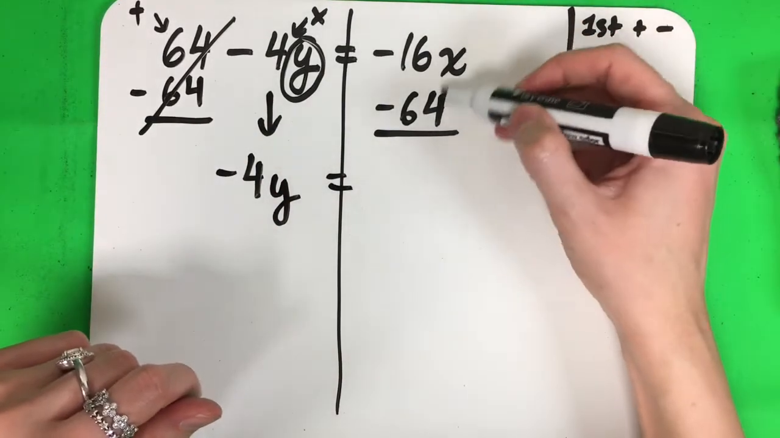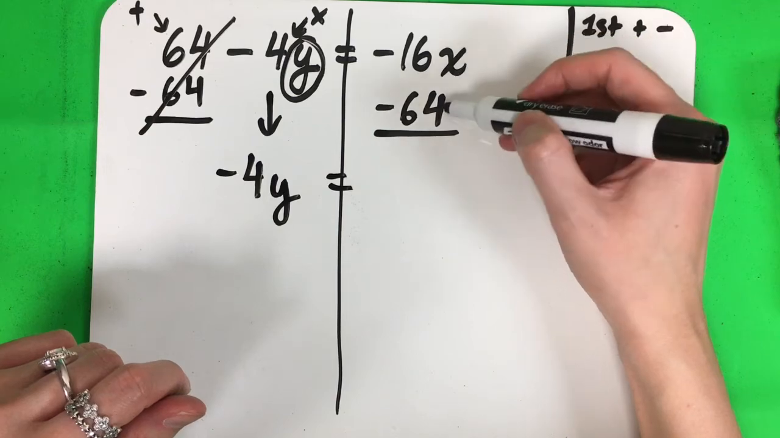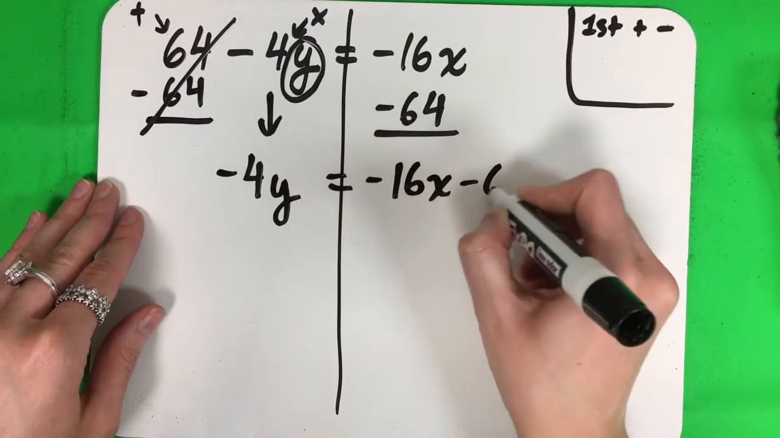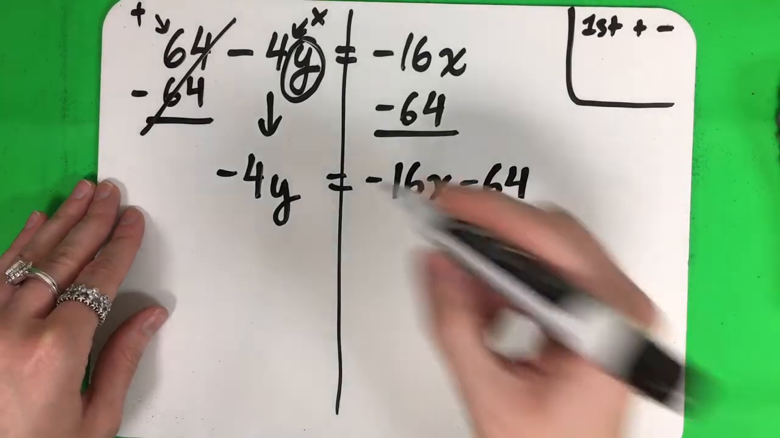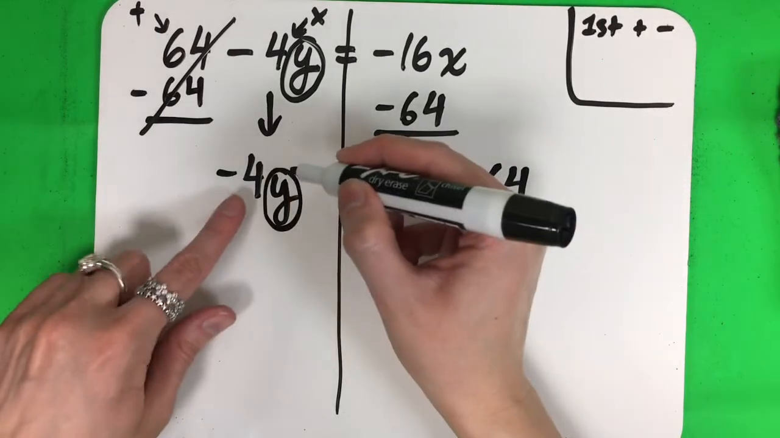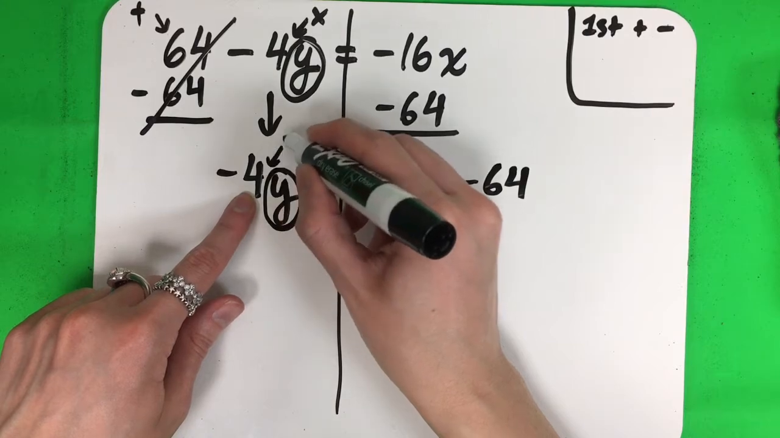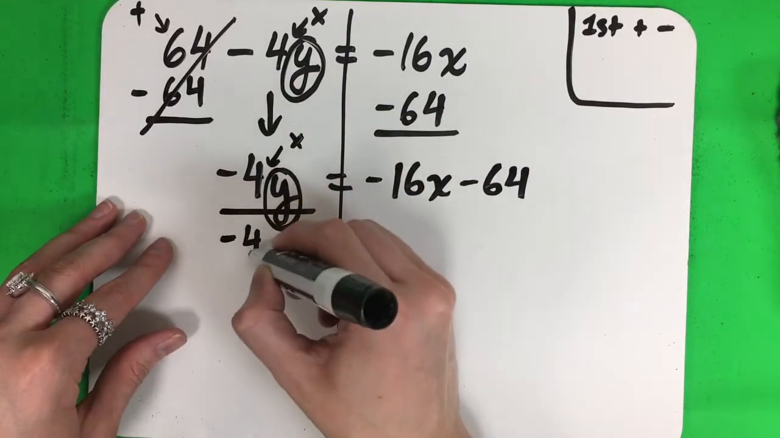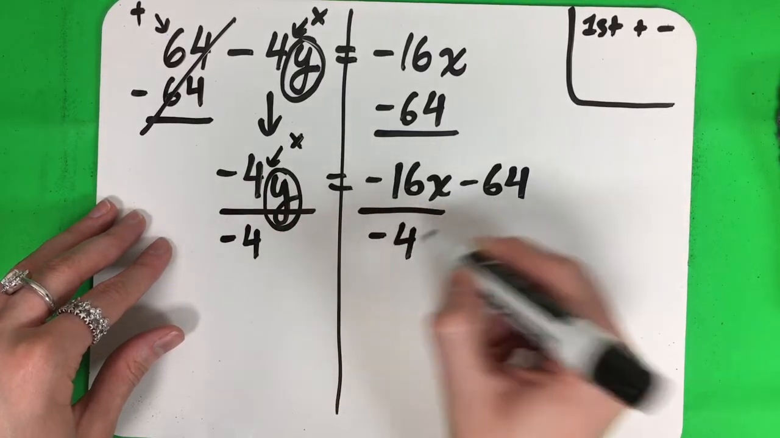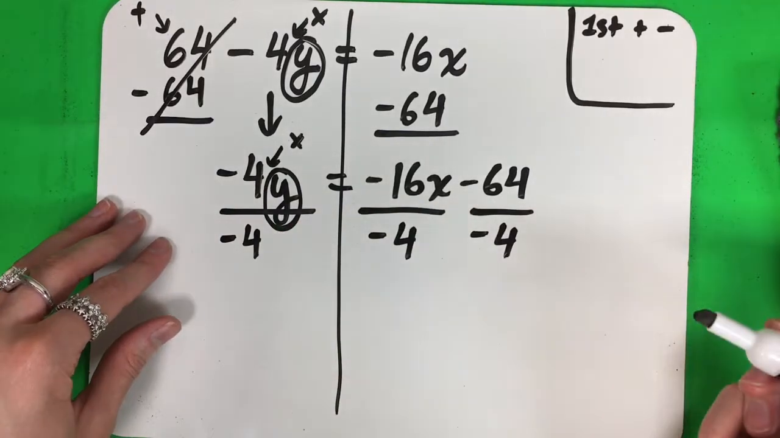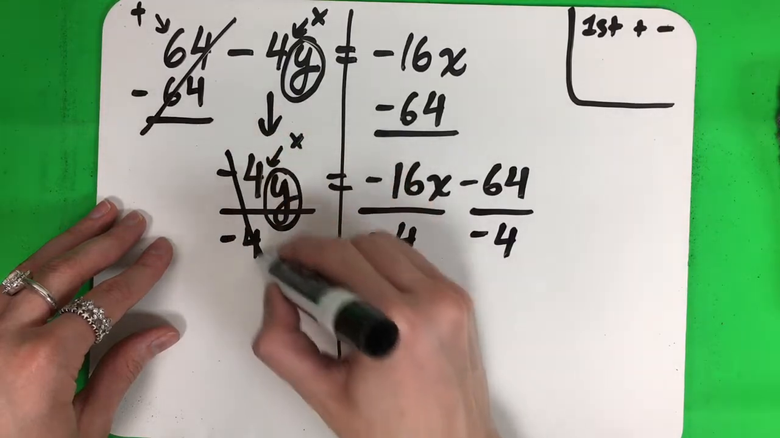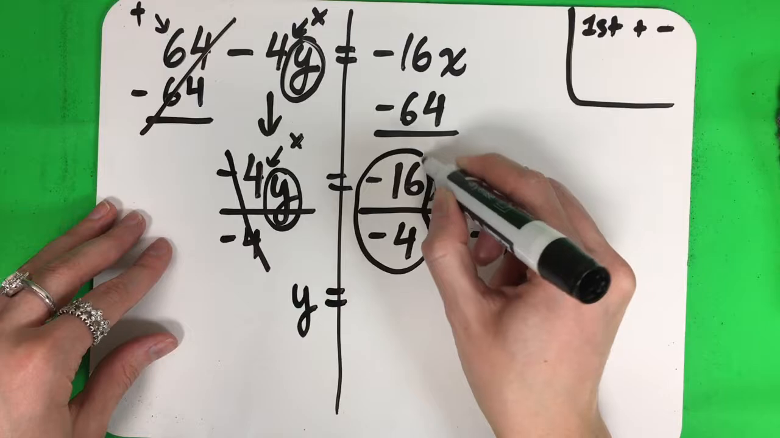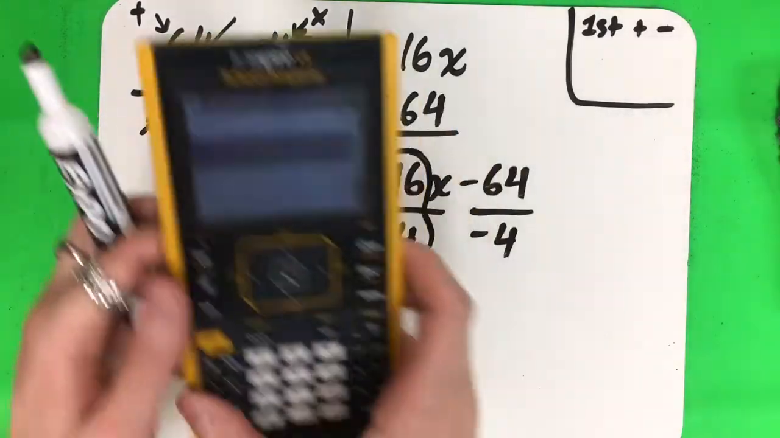Are these like terms? No, because here there's x and here there's no x. So copy negative 16x minus 64. Now I want y alone. Negative 4 is with y. In the middle is nothing, so it's multiply. The opposite is divide by negative 4. So here divide everything by negative 4. Negative 4 divided by negative 4 cancels, and you get y equals. In the calculator, you're going to put negative 16 divided by negative 4.